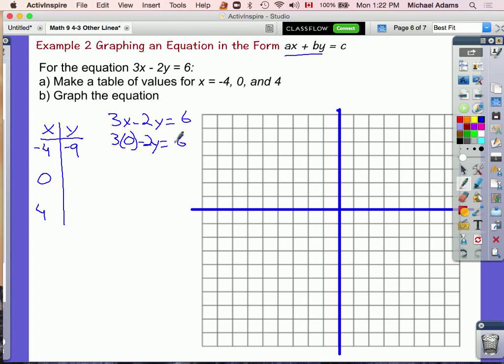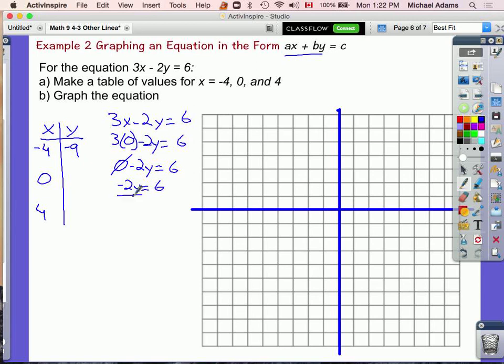3 times 0 is 0. Okay? So then I don't even need to worry about it because it's 0. So it's just gone. I'll write it out. So we have minus 2y equals 6. Because it's just 0, it's just gone. I don't need to do any more work with it. Okay? So now all I have is just simply negative 2y is equal to 6.